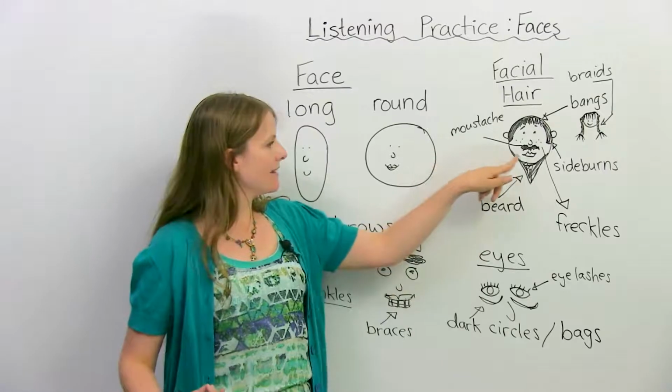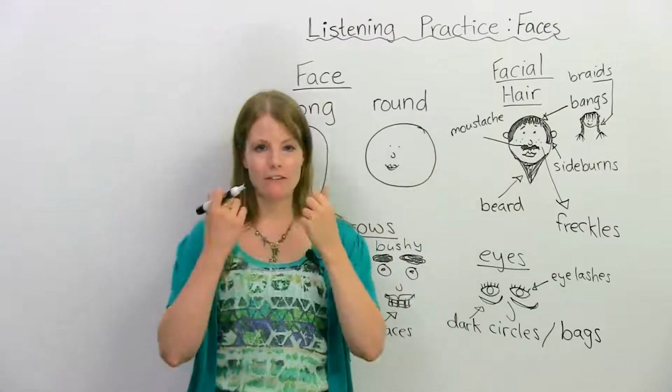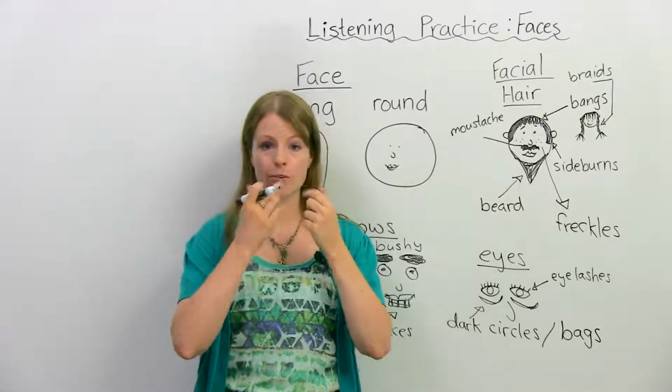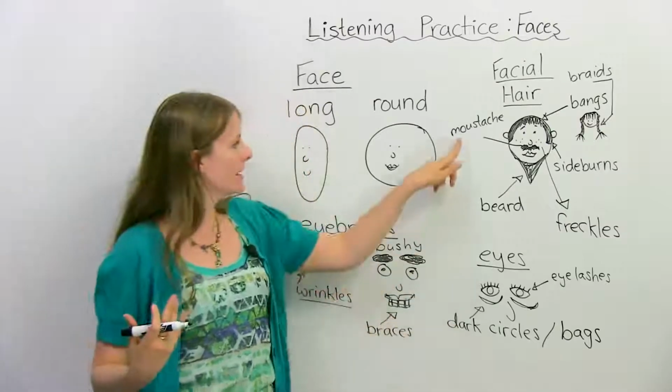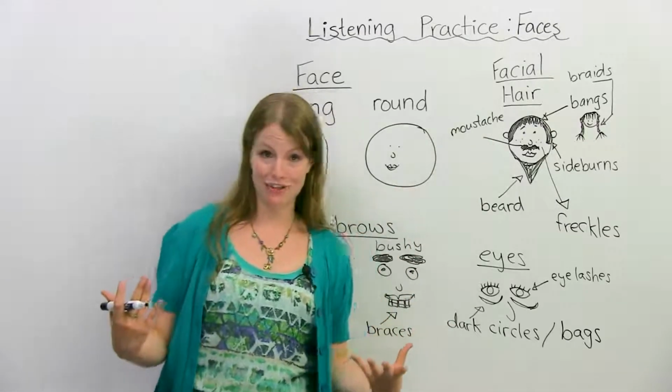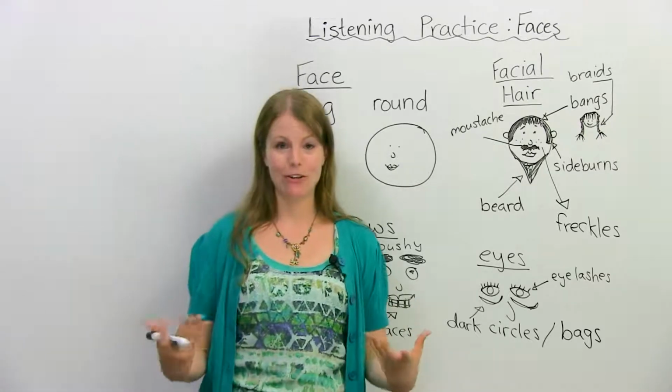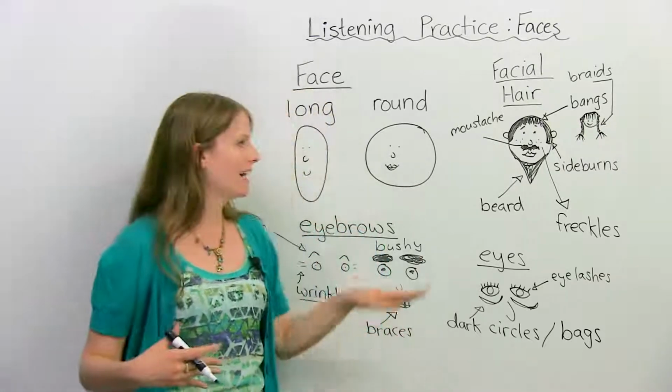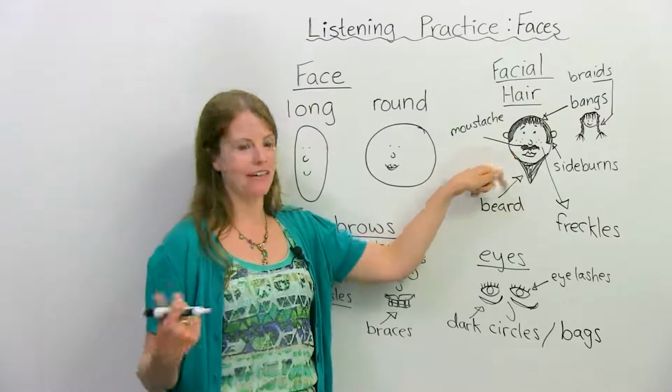I also put a mustache on this man. So that's the facial hair or the hair under the nose, the mustache. And this is how we spell that word. There are so many different types of mustaches. In this video, we're just going to say mustache. And it'll look something like this.